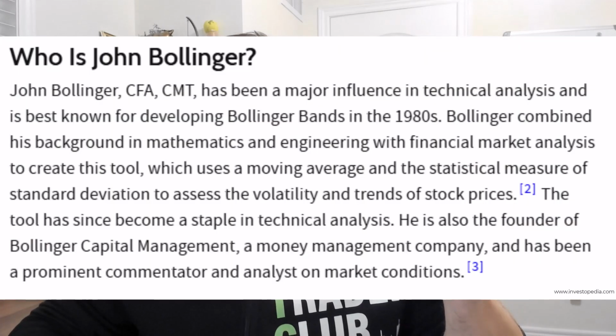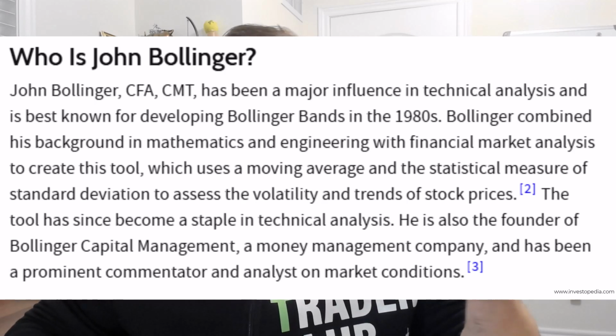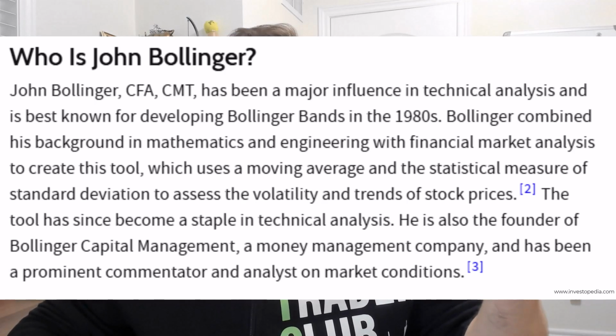Bollinger Bands. What is the Bollinger Band? What is this indicator? It was created by one of the most important or major influences on technical analysis back in the 1980s, John Bollinger. This indicator has tons of uses.